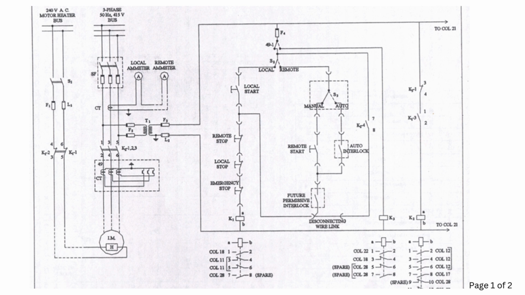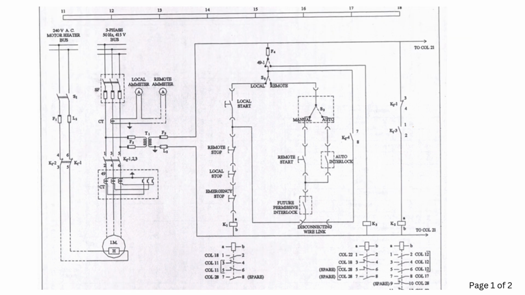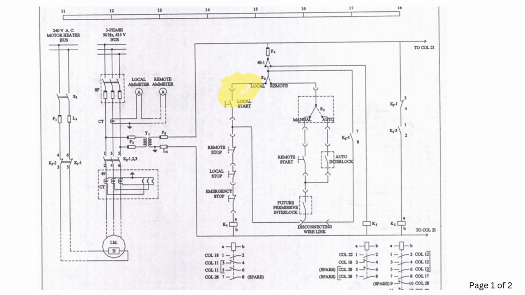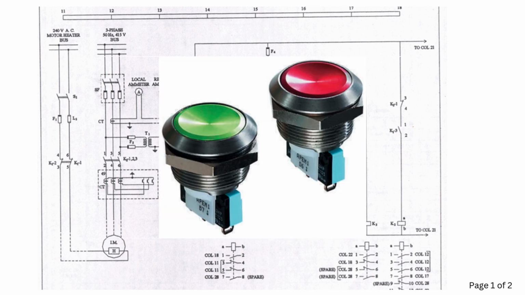Now, to start the motor locally, the local or remote selector switch is placed in the local position. For example, let's say right now we are placing the selector switch. I hope you know what a selector switch looks like. So here this is the selector switch, where we are keeping it in the local position. Then the local start push button is pressed. So this is the push button. It means when you press the button, the continuity of the circuit is there, and when you release, it will break the path of current.